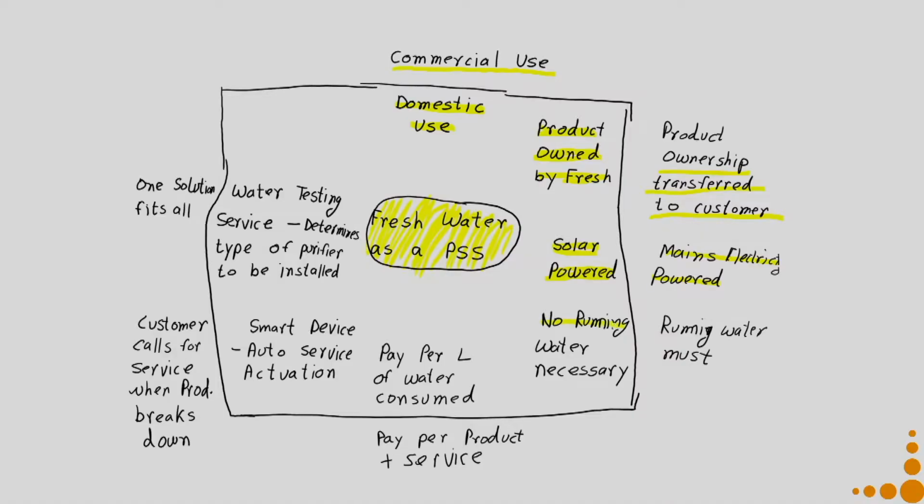Then comes, okay, no running water necessary. Again a product characteristic definition. This will have all these things, solar powered, no running water necessary. They will have an implication on your product specification. Whereas the domestic use will also have an implication on your specification. Product owned by Fresh will have an implication on how you make money out of this scheme, how people pay for it. So I put running water outside.